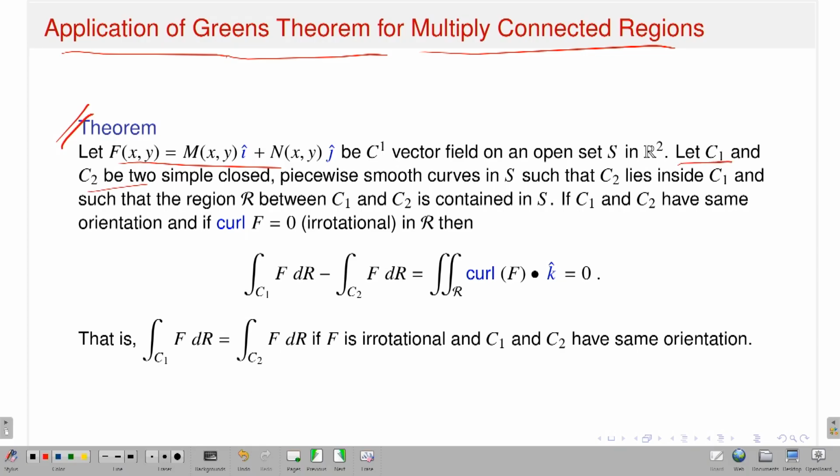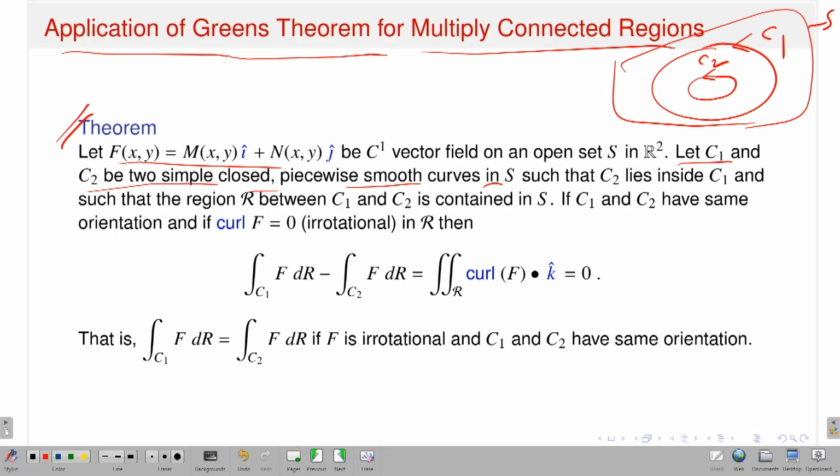Let C1 and C2 be two simple closed piecewise smooth oriented curves in S such that C2 lies interior to C1. So, what does that mean? If I draw a picture, suppose this is my C1 and C2 lies interior, so this is my C2. Both of them are positively oriented, or counterclockwise oriented, and both C1 and C2 are simple closed piecewise smooth curves in my domain S. Suppose this is my domain S of my vector field capital F.